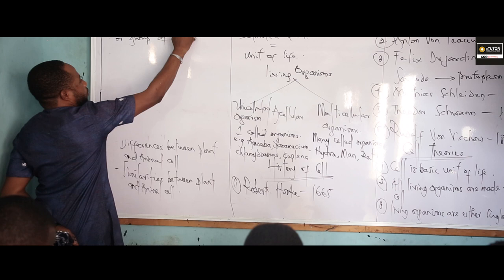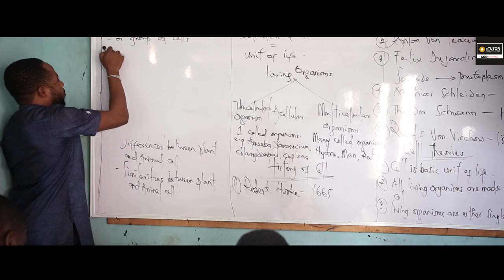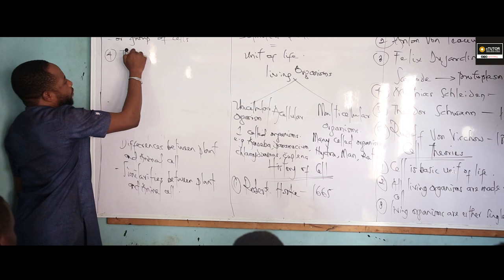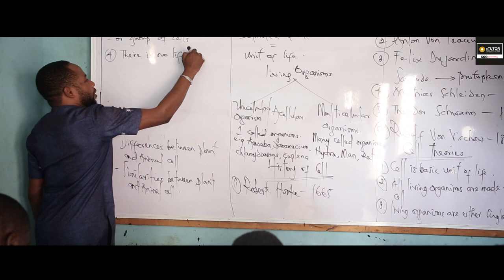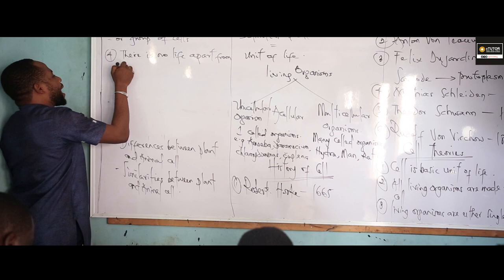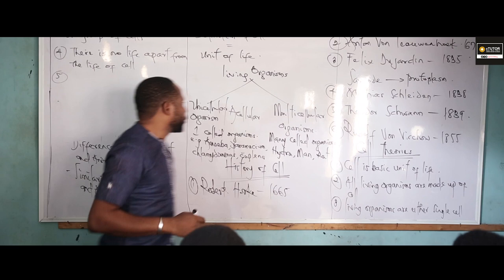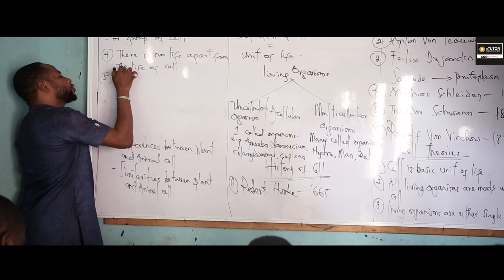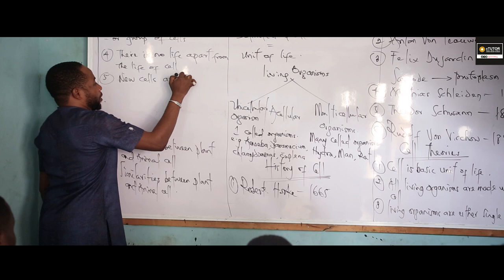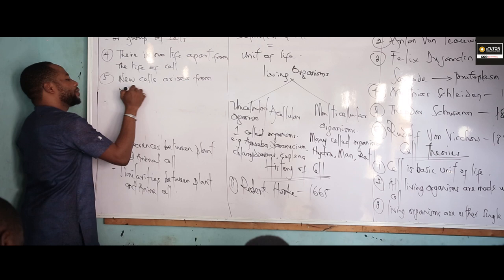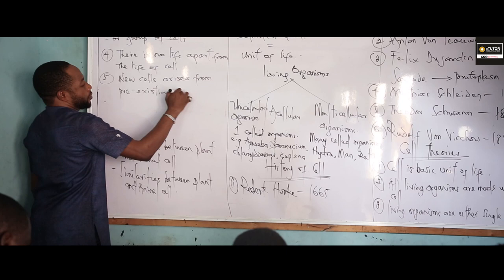Group of cells. And number four, there is no life apart from the life of cell. And the last one is the work of Rudolf Virchow: new cells arise from pre-existing cells. Now, let's look at it one after the other.